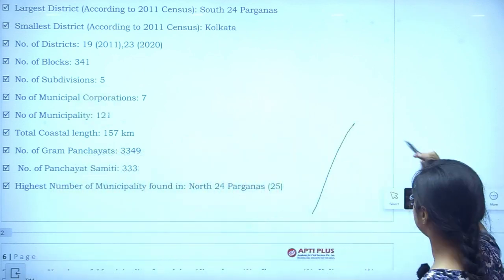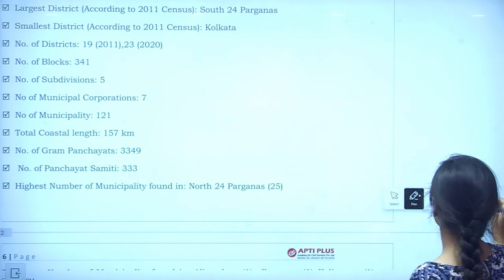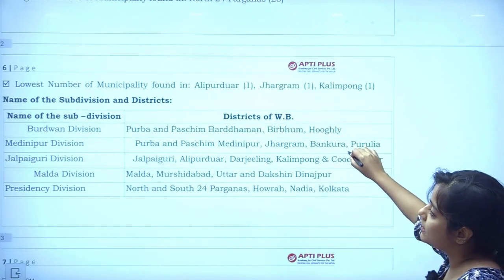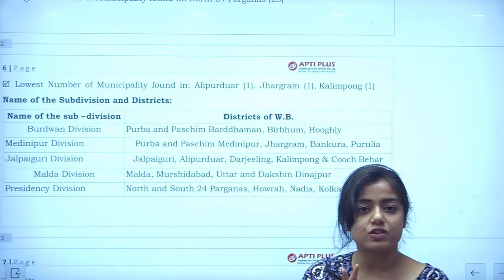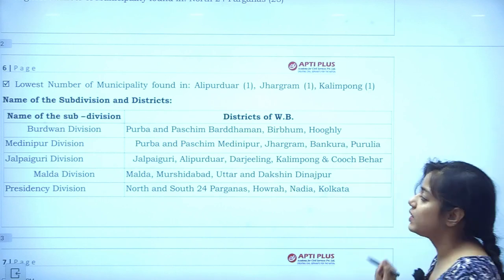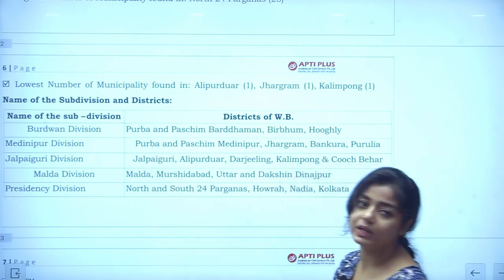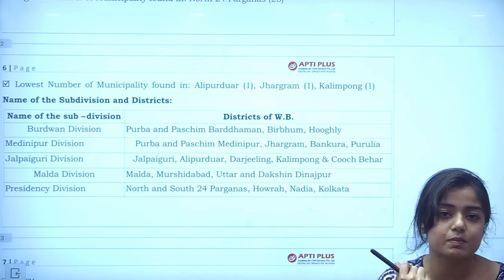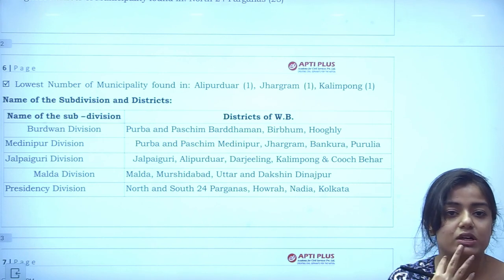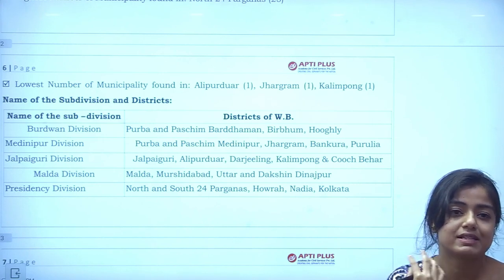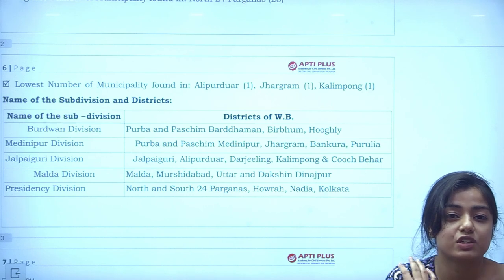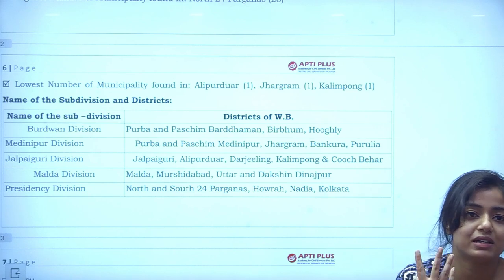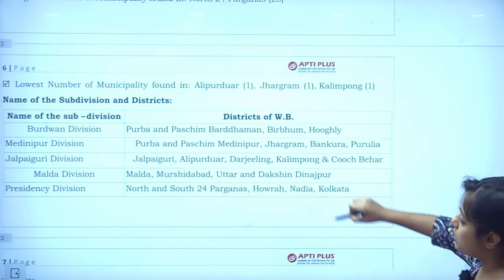Now we go to the next page. We see that there are 5 main principal divisions of West Bengal, and this is very important. The 5 divisions: Burdwan, Medinipur, Jalpaiguri, Malda and Presidency. You have to learn this by heart. They might give a random district, for example Dinajpur, and ask which division it falls within. The answer will be Malda division. So this is how you need to learn this part.